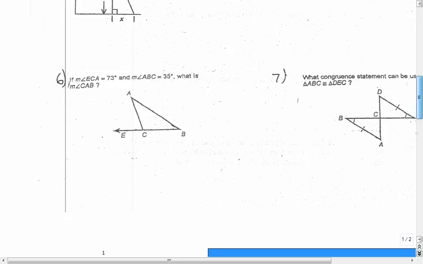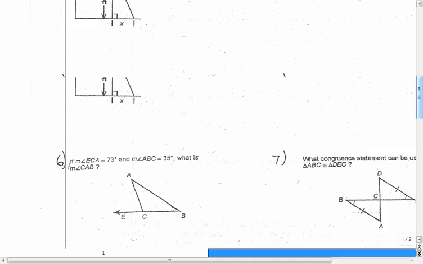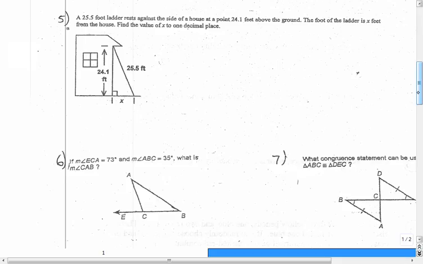Okay, so problem number 5, I have a 25.5 foot ladder that rests against the side of a house at a point 24.1 feet above the ground, and I want to find the length of the ladder. No, I know the length of the ladder. I want to find this measure right here. So I have a right triangle. I'm going to use the Pythagorean theorem. A squared plus b squared equals c squared.